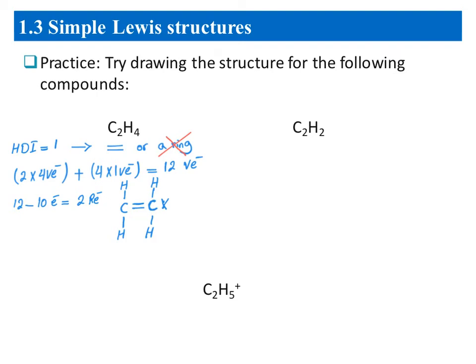The next structure is C2H2. Again, in the similar step, we calculate HDI, and HDI here would be 2. So that 2 can tell us we either have a double bond and ring in the molecule, or a triple bond, or 2 double bonds, or 2 rings. So we know that to draw a ring, we need at least 3 carbons. Therefore, this option is out, and this option is out.